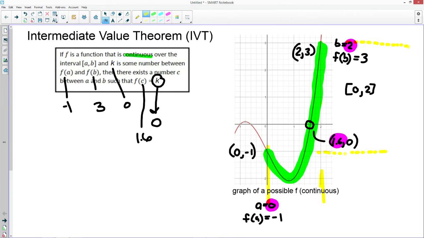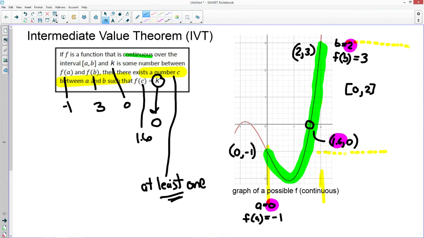Oh, it actually doesn't say it here, but it should say there exists a number c between a and b, right? But it should really say at least one value, at least one.